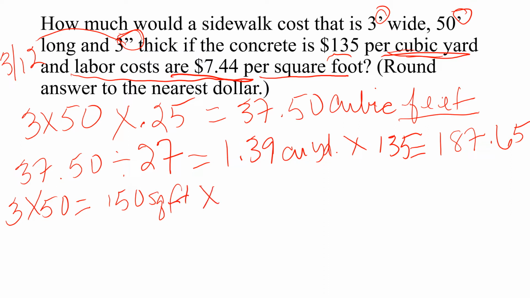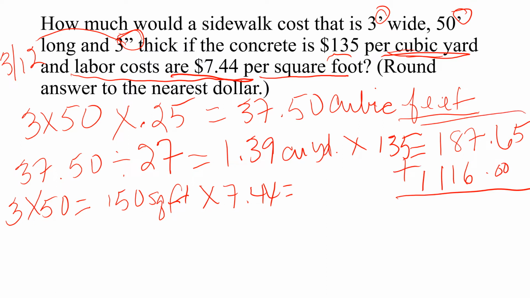times our labor, which is 7.44, equals 1,116. We add these two numbers together, and it told us to round it to the nearest dollar, so that's going to be 1,304. That's a long one.